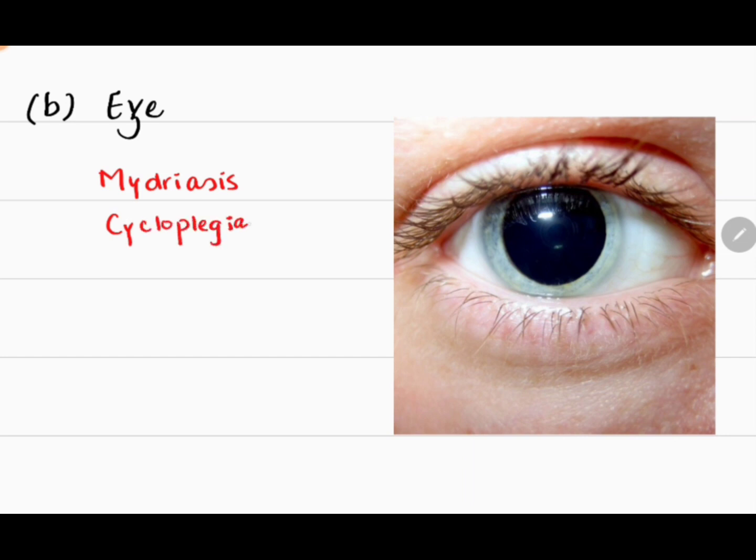cycloplegia, which is the paralysis of the ciliary muscle. Cycloplegia results in the loss of ability to accommodate, and the fully atropinized eye cannot focus for near vision. So both these effects, mydriasis and cycloplegia, have a role in ophthalmoscopic examination. However, they are potentially hazardous, and acute glaucoma may be induced in patients with a narrow anterior chamber angle. So glaucoma can be induced. Also, these drugs are contraindicated in the state of previous glaucoma.